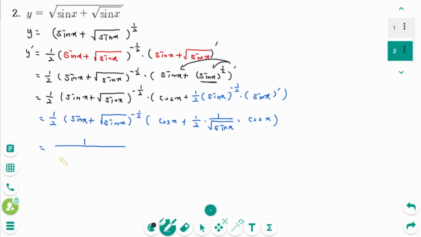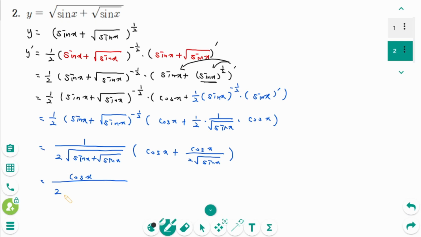Then 1 over 2, back to the radical form, square root of sine x plus the square root of sine x, times cosine x plus cosine x over 2 square root of sine x. If we want to factor more, take out the common factor cosine x, then cosine x over 2 square root of sine x plus square root of sine x, times 1 plus 1 over 2 square root of sine x.